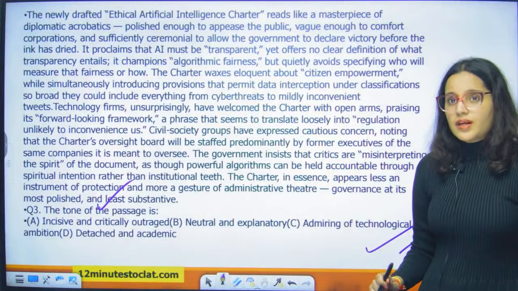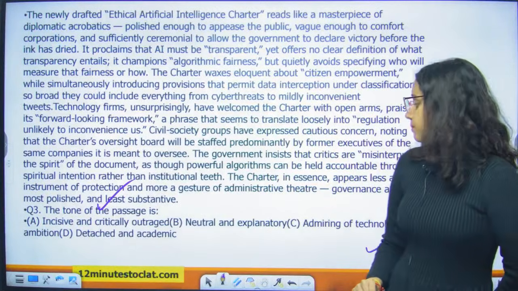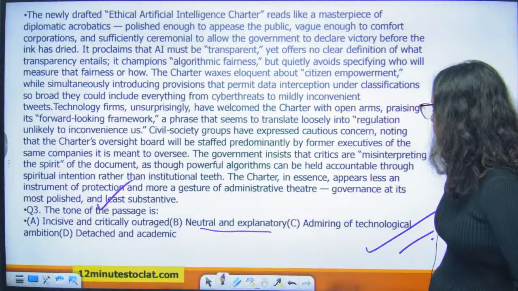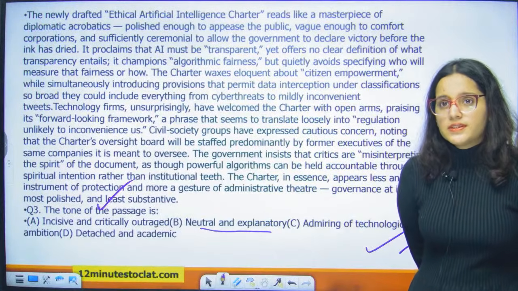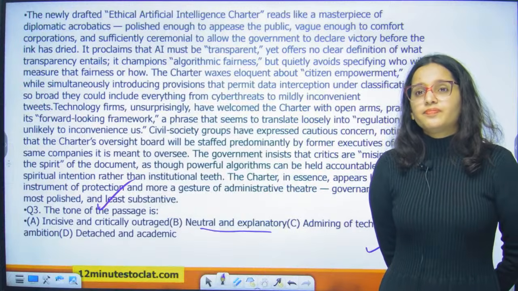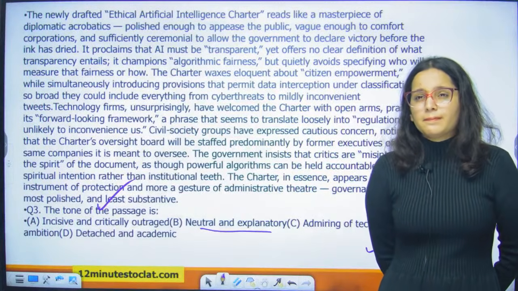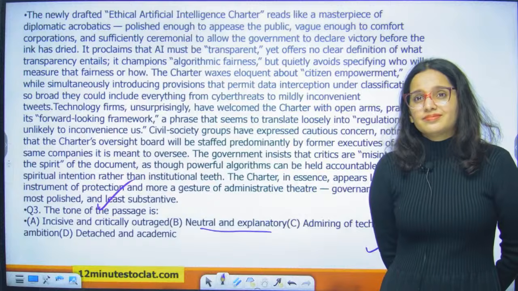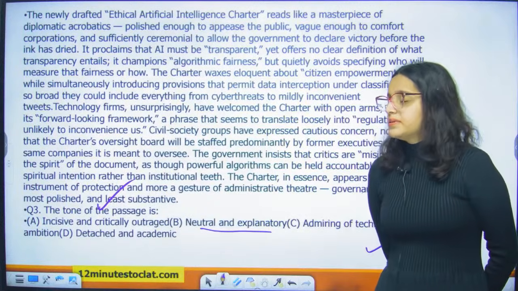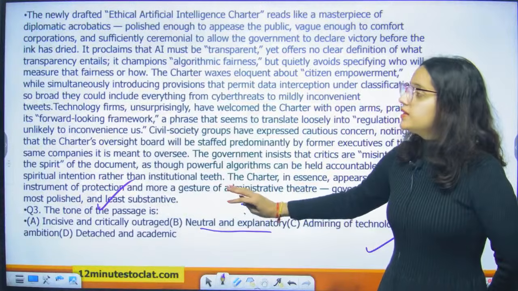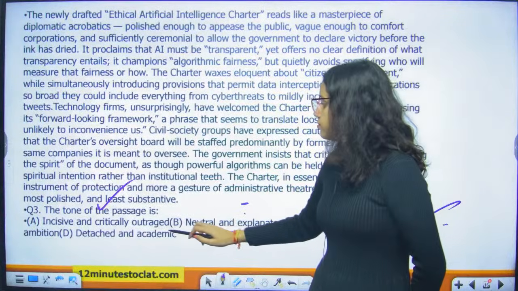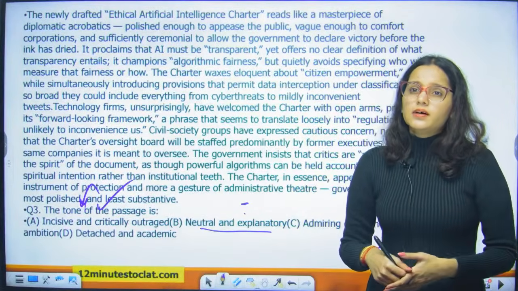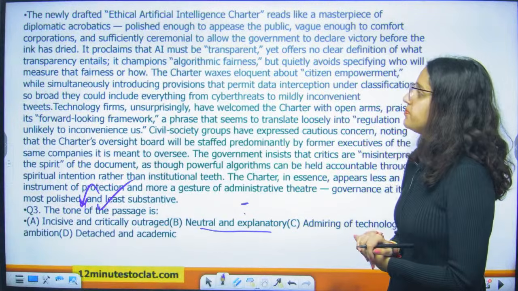Somebody says B, neutral and explanatory. Okay. See, bache, if you read the passage carefully, first of all, what's the meaning of incisive? Incisive is when you're analyzing very clearly, right? That is incisive, okay?